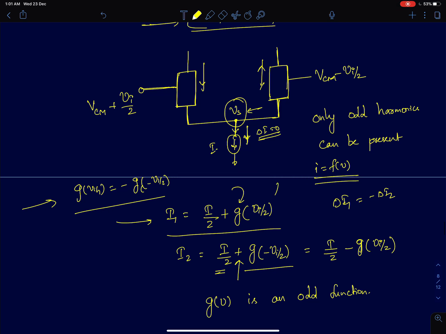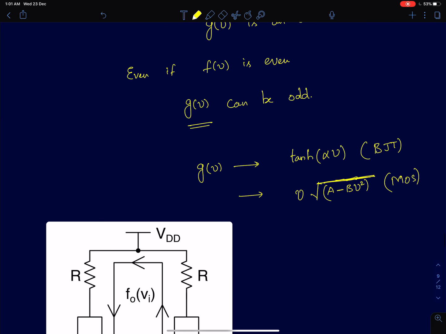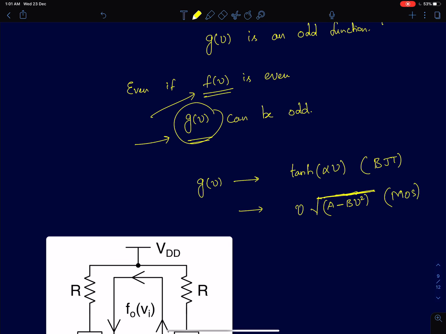So if your I1 increases by a certain value, then I2 has to decrease by the same amount. So therefore, whatever be the characteristic of f of v, g of v will always be odd. In fact, you can do a large signal analysis and derive an expression for I1 and I2. Most of the standard textbooks contain these results. I've written only the general expressions for these results. If you take a bipolar junction transistor with an exponential characteristic, you can easily show the individual branch currents I1 and I2 will be tan hyperbolic.